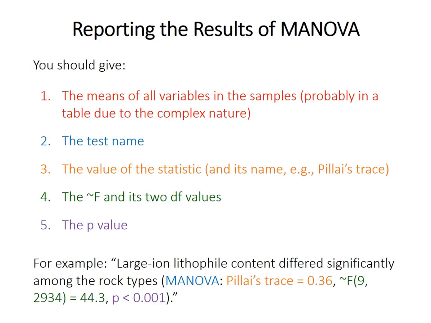So when reporting the results, you should give the means of all the variables in all the samples, and this will likely be a table because it's fairly complicated. If you only have 2 variables, you could make a scatter plot with the samples color-coded or using different symbols, perhaps. But if you have more than 2, it's very difficult to graphically show these. You should give the test name, of course, report that you did MANOVA, the value of the statistic, make sure you list whether you use Pillai's trace or Wilks's lambda or whatever, give the approximate F value and its 2 degrees of freedom, and the p-value for the test. So like at the bottom, it would be an example of how you might report these test statistics.